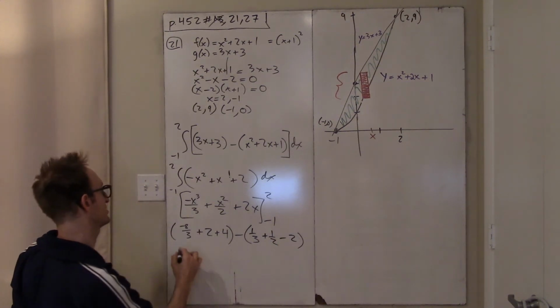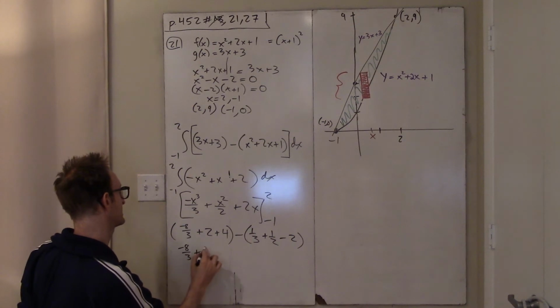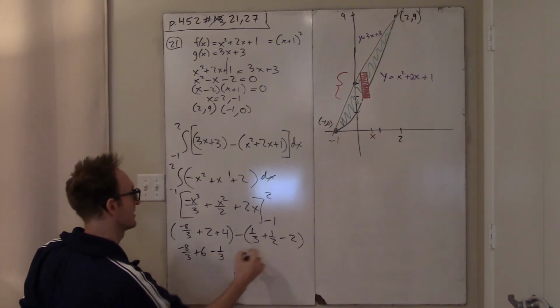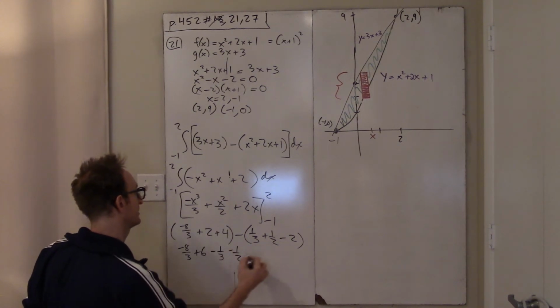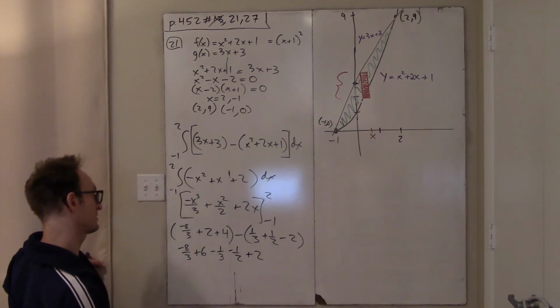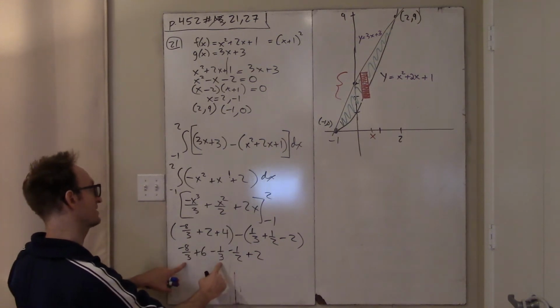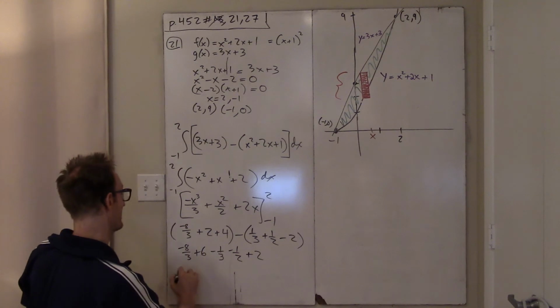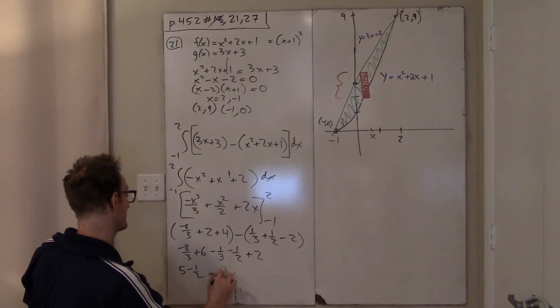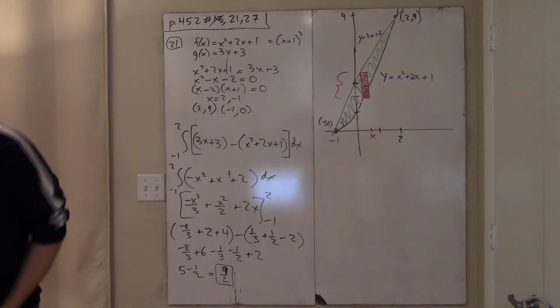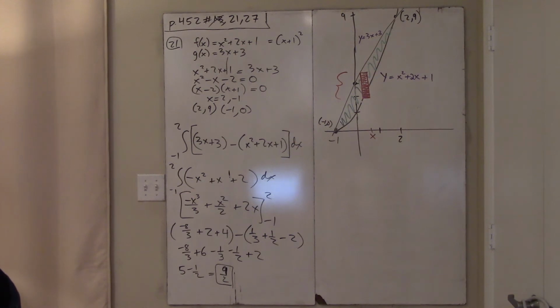So this is still kind of a drag. -8/3 plus 6 minus 1/3 minus 1/2 plus 2. So that is 8 minus 9/3, so minus 3, which is 5, minus 1/2. So I guess the answer is 9/2. Is that right? It is right.